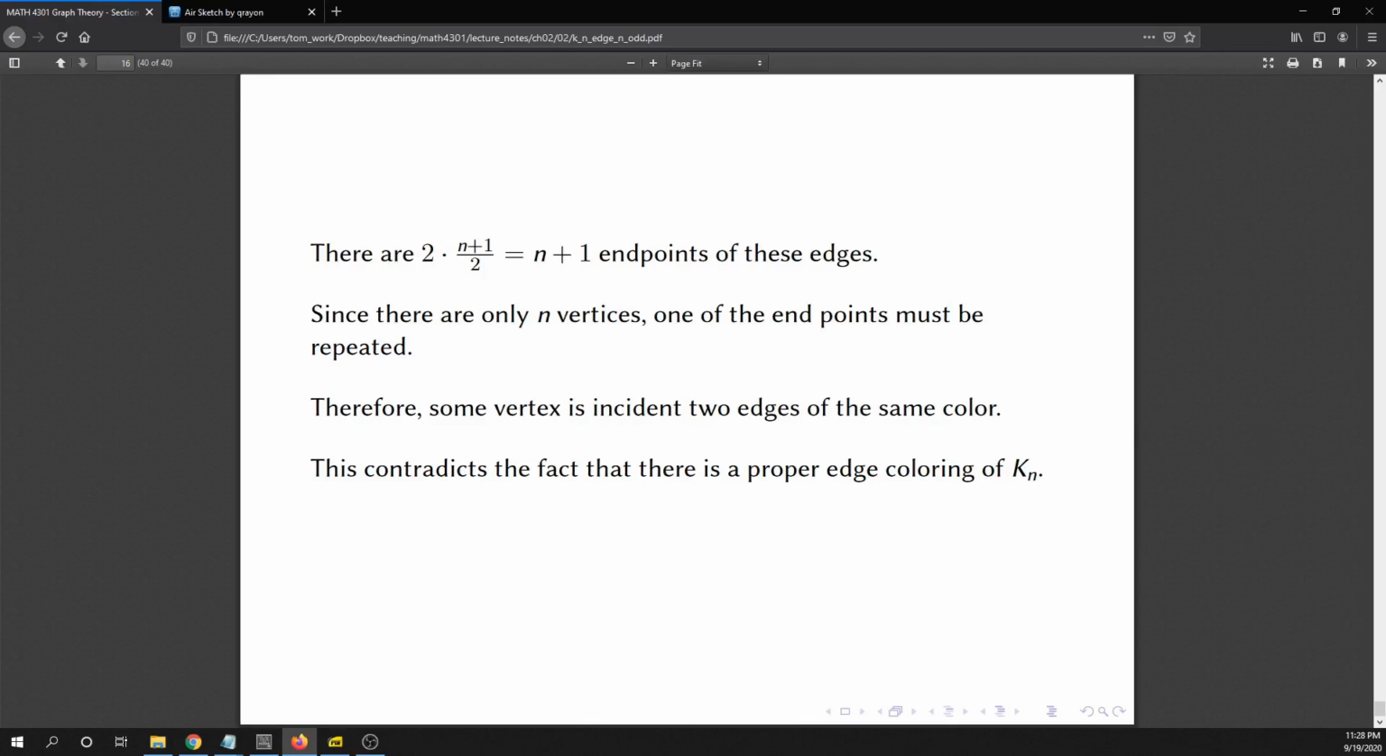Okay, so that's it. In this video, we have proven that the edge chromatic number of K sub n, where n is an odd integer greater than 1, is equal to n. We will do the even case in the next video.